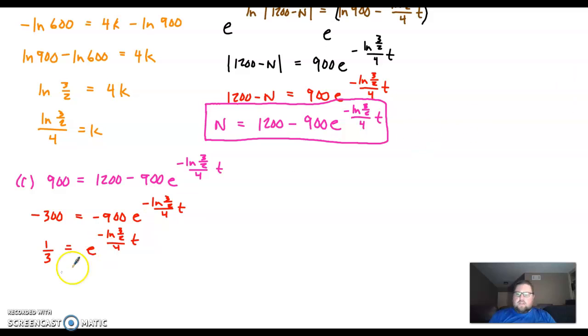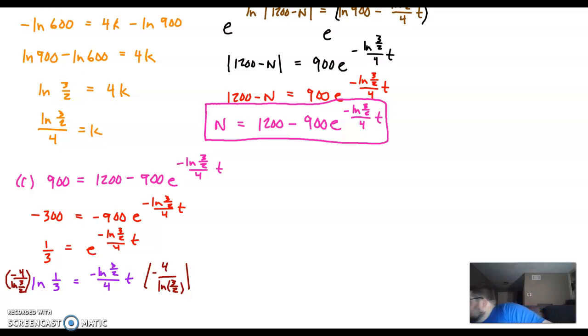We're going to take the log of both sides, so log of 1/3 is equal to negative natural log of 3/2 over 4 times t. And then we just need to multiply both sides by the reciprocal on both sides. All right, I'm out of time on my video, so you can imagine plugging that in the calculator and getting an answer. And that answer is 10.838.